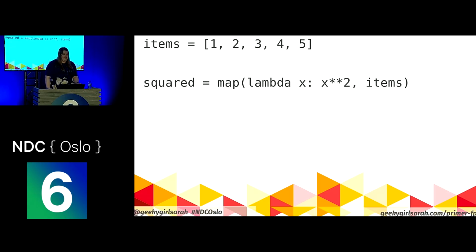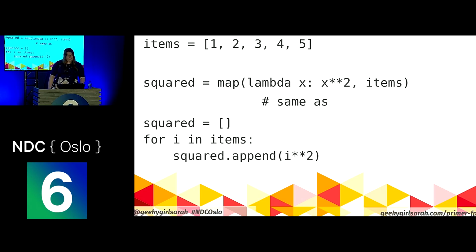An example would be if we had an array of items, in this case 1 through 5, and we were to square it. So squared is now the resulting list of this lambda function. We're passing in a lambda that says take every item, multiply it by 2, and then items would be that list we're passing in. It would apply it to everything and then return squared as a new list. And this is basically the same thing as if you were to do it as a for loop. For every item in squared, you would just append another squared item onto it.